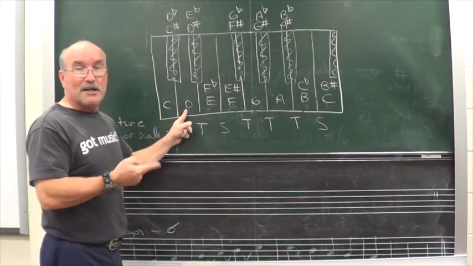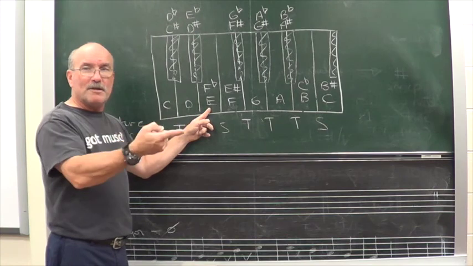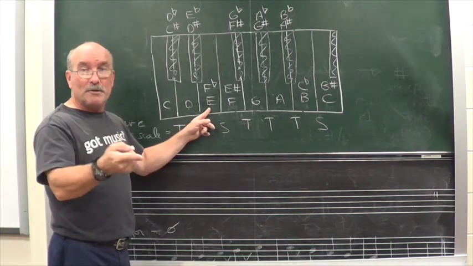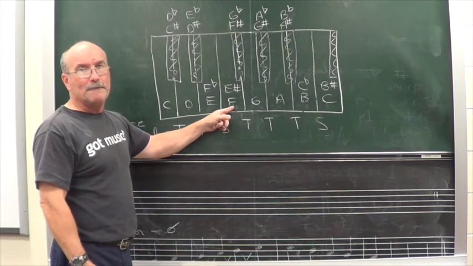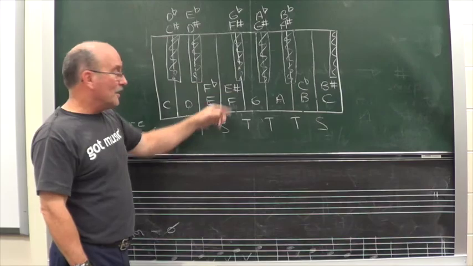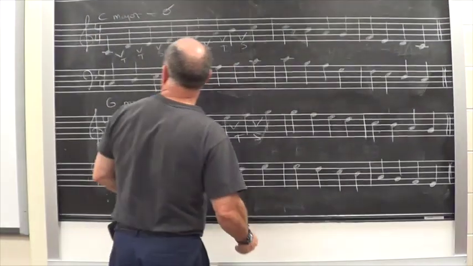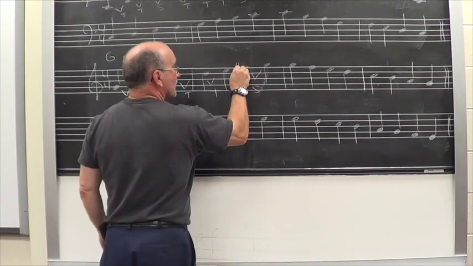From C to D, is that a tone? Yes. From D to E, is that a tone? Good. Tone, tone, semitone, tone, tone. Next one must be a tone. From E to F must be a tone. Oops, it's not. From E to F sharp is a tone. So we have to write that in. So on the note F sharp, we have to write a sharp.